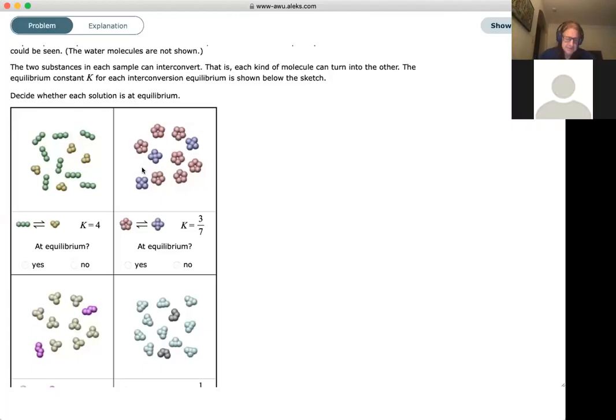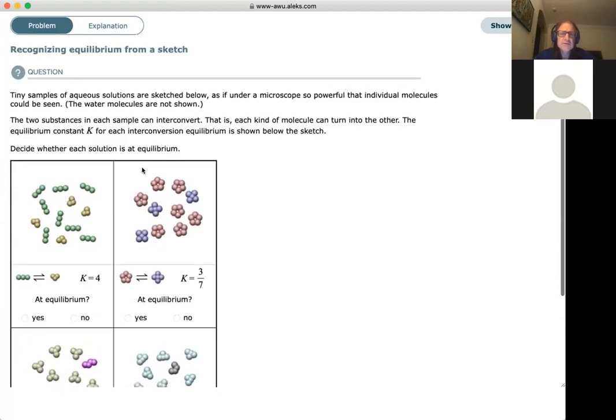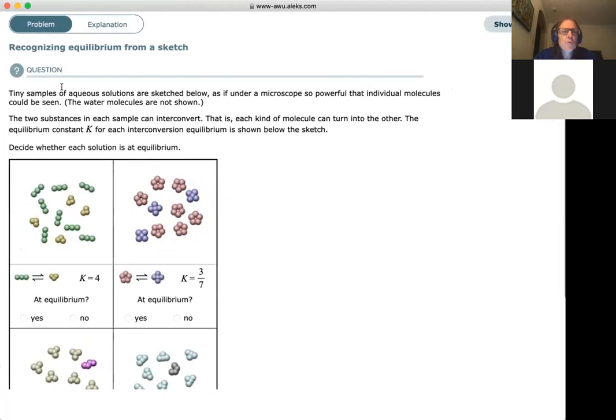Okay, now here's one. I'm going to pop this one up. This one's kind of cool. It's a little picture, a little diagram that you have to analyze. Okay. Now there's information down here, but let's take a look. Okay, hopefully you can see that. Recognizing equilibrium from a sketch.